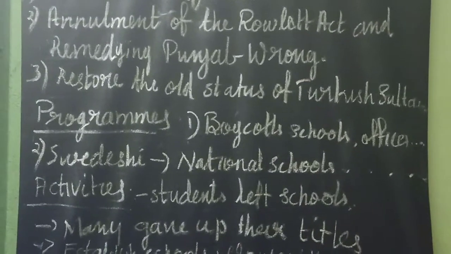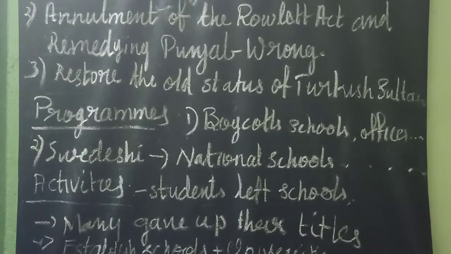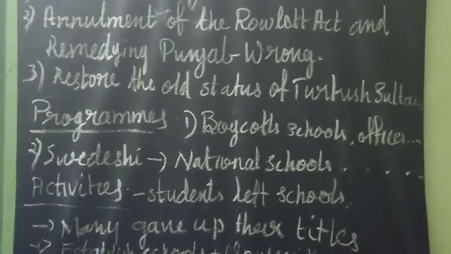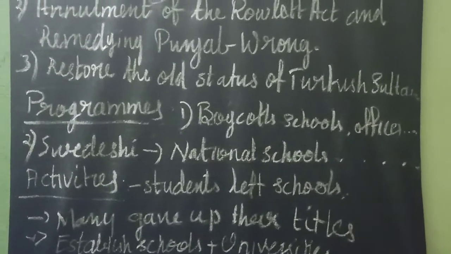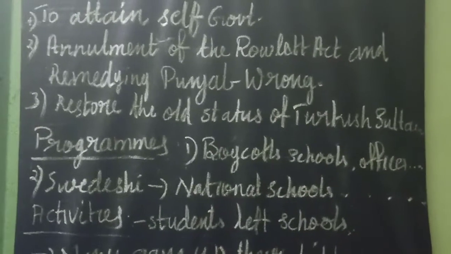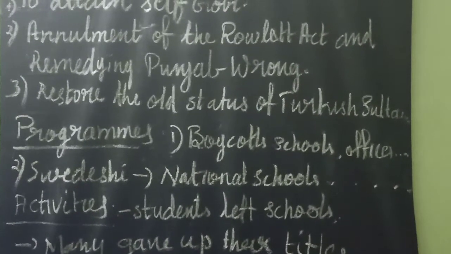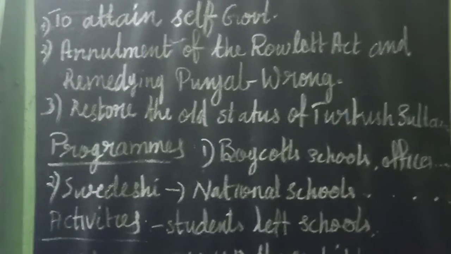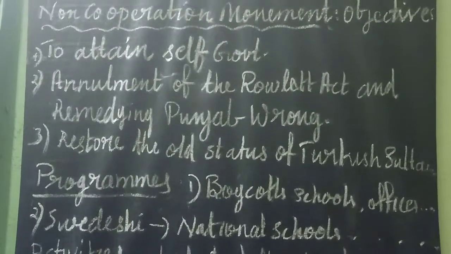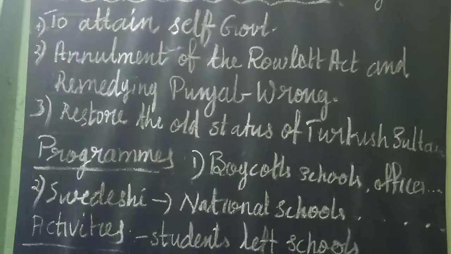Then thirdly, remedying the Khilafat wrong. We know already that the Khilafat movement started when the Caliph lost his position, and all the Muslim people together started that movement. The status that the Sultan of Turkey lost, they should get it back. That is the third objective: the British should adopt a lenient attitude toward the Turkish people, and they should restore the old status of the Sultan of Turkey.